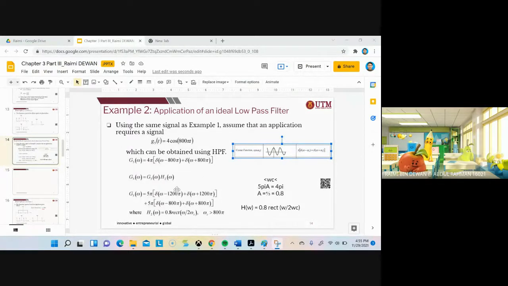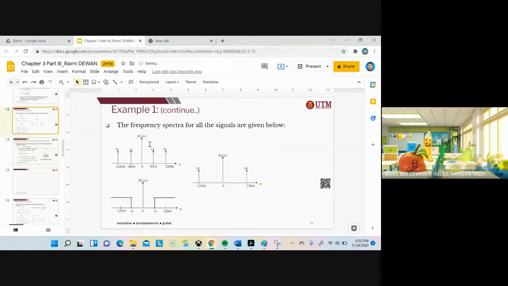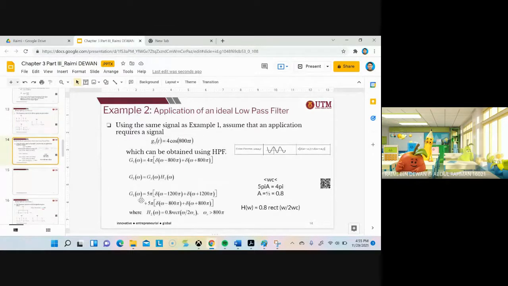When you have the signal in terms of cosine, it will turn into impulses. That's why we have impulses here. So this is your G3, and H2 is 0.8 rect omega over 2 omega c.